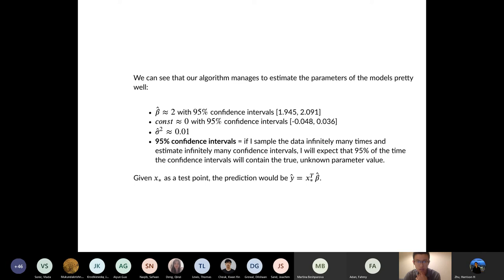Just to check what else I want to mention on this slide. It's very important to remember what the confidence intervals mean. It's very easy for people to confuse the meaning of confidence intervals. A confidence interval is a pair of numbers as shown here.